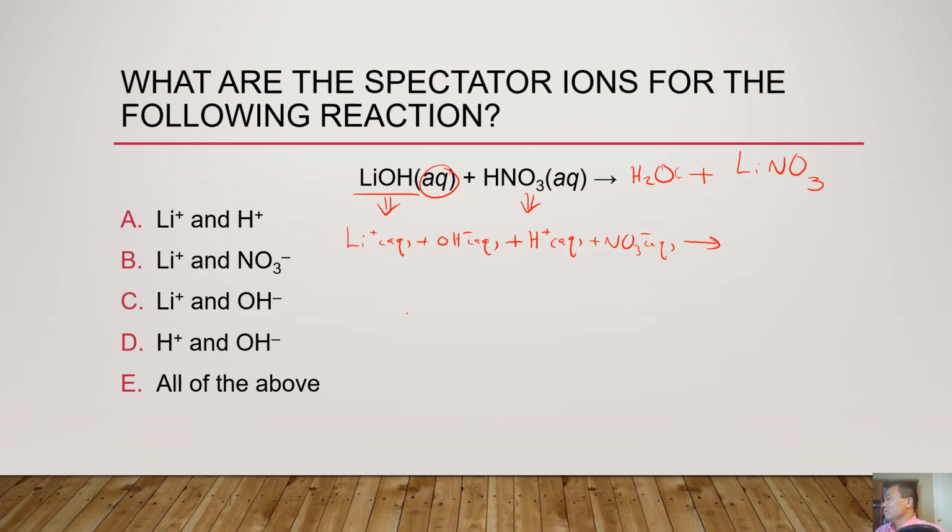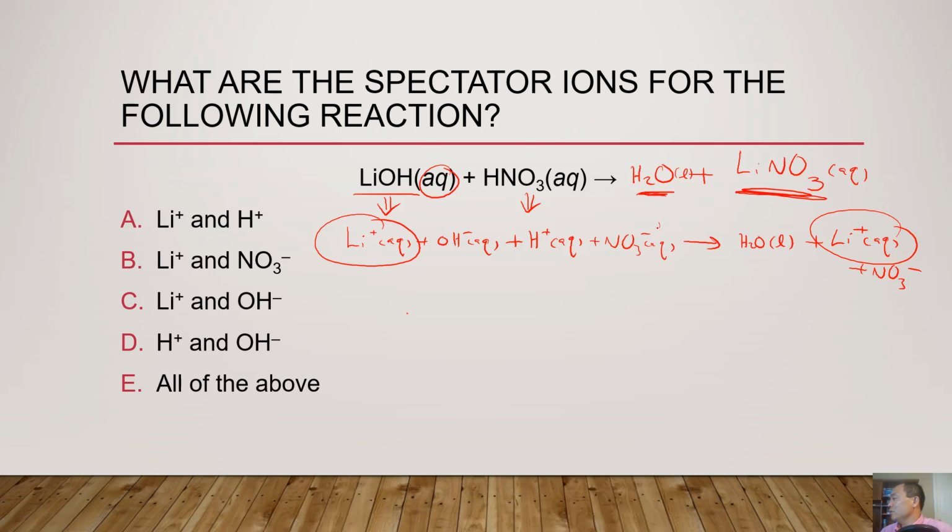Water on the right side, you do not break it down because it's a non-electrolyte. And then you look at lithium nitrate, it's soluble in water. Check the solubility rules. So you break it down into corresponding ions. Then you notice the ions that do not change before and after the reaction, they are called spectator ions. For example, you look at lithium, before and after it stays the same. You look at nitrate ion, before and after it stays the same. So they are so-called spectator ions.